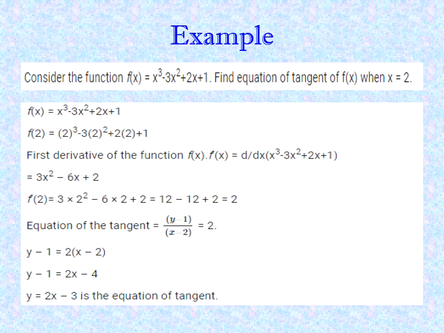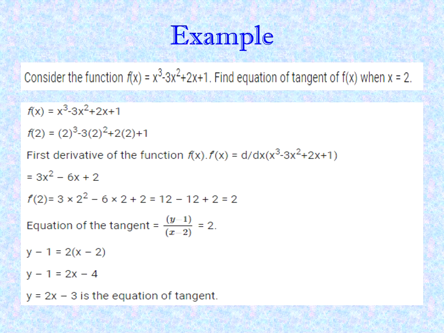Now go through a few examples. Consider the function f(x) equal to x cube minus 3x square plus 2x plus 1. Find the equation of the tangent of the function f(x) when x equal to 2. First write the function, and if I put the value x equal to 2, we will get f of 2. Now find the first order derivative of the function. So when I find the first order derivative, that becomes 3x square minus 6x plus 2. Now put the value x equal to 2 in 3x square minus 6x plus 2. So after substitution, we will get f dash 2 is equal to 2.